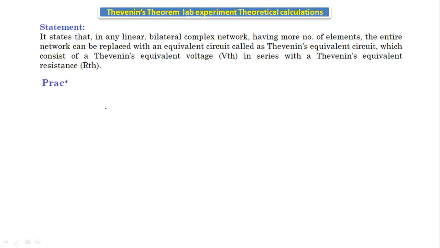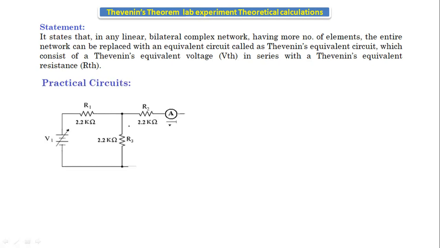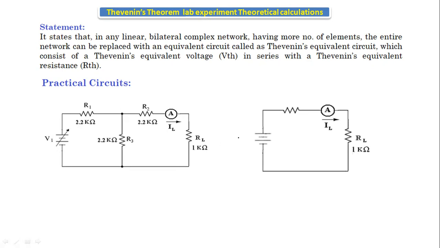Now let's see the practical diagram of the Thevenin's theorem. This is a circuit diagram which consists of different elements, and this ammeter is used to find the current passing through this load resistance. Now if you see the equivalent circuit, it consists of one voltage source, called the Thevenin's voltage, connected in series with the RTH. And this is the ammeter. This ammeter is used to find the current passing through this load resistance.